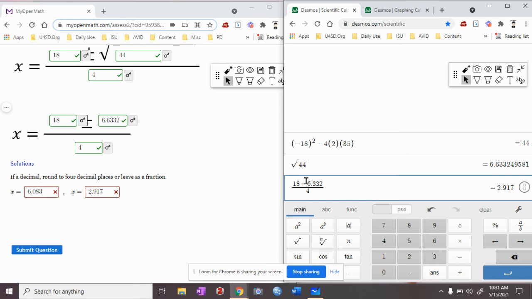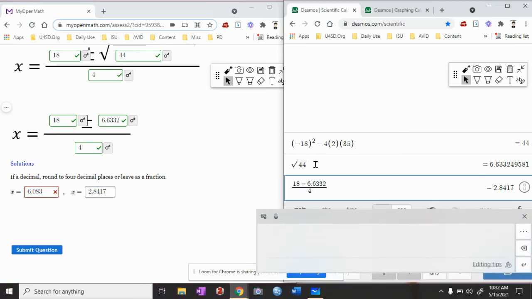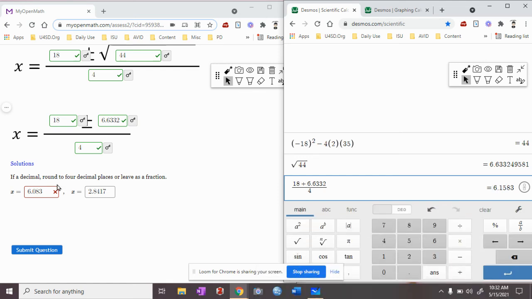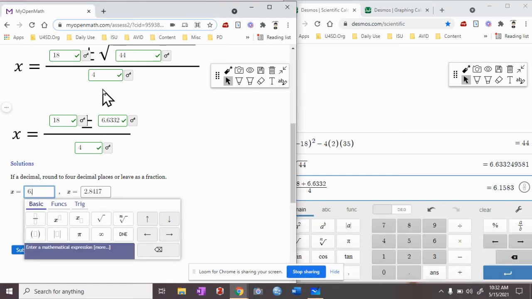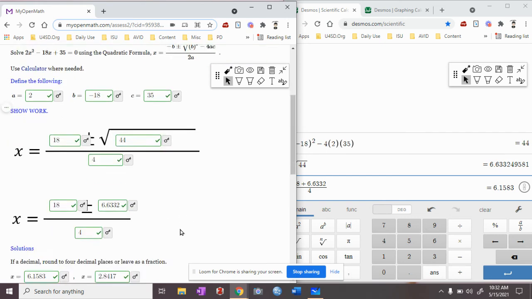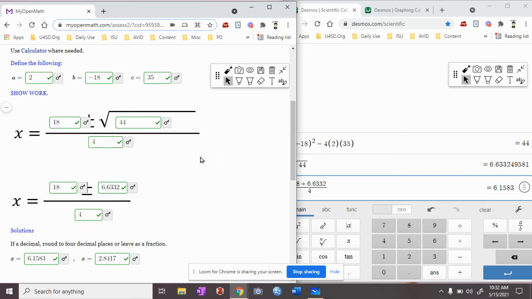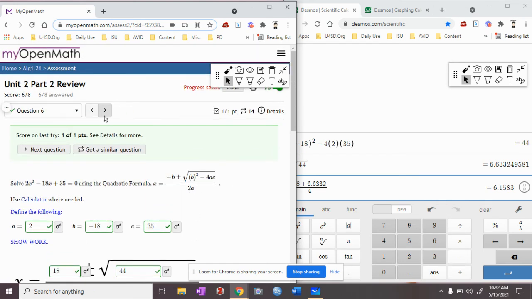So 6 point, oh, I know why, because I forgot the 6. There. 8417. And so then if I change that to a plus, you see these simple mistakes make all the difference in the world, don't they? 1583. Now let's try again. There we go. Now we got it. Okay. All right. Here we go.